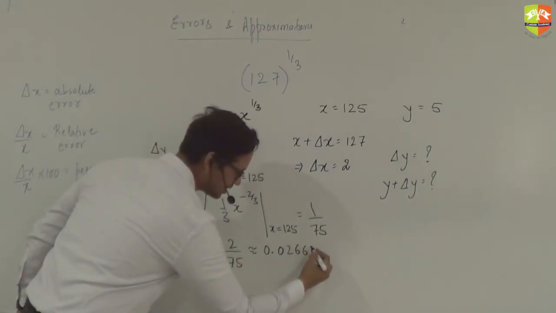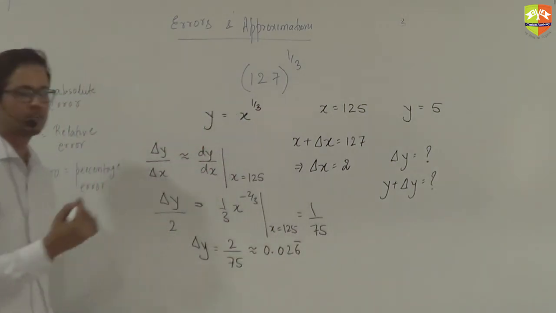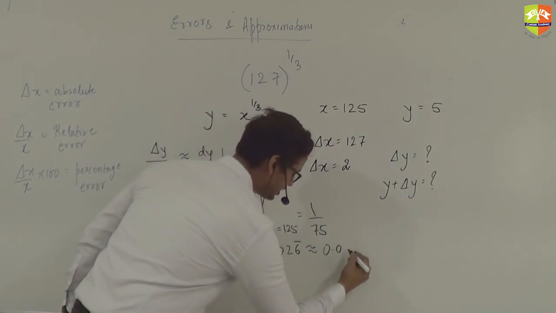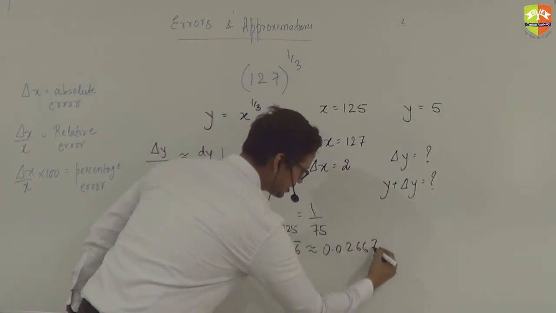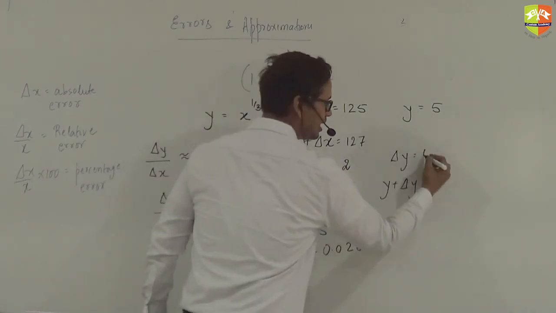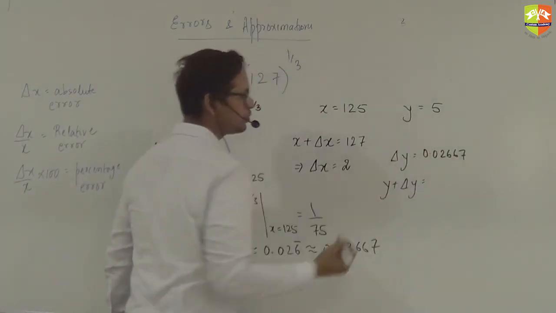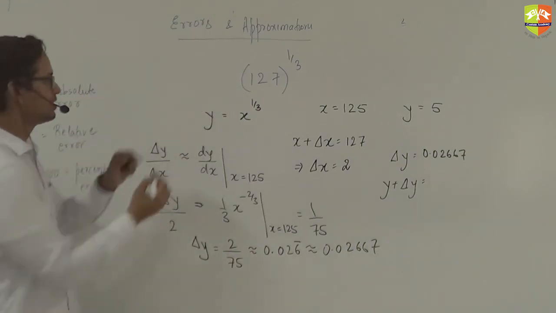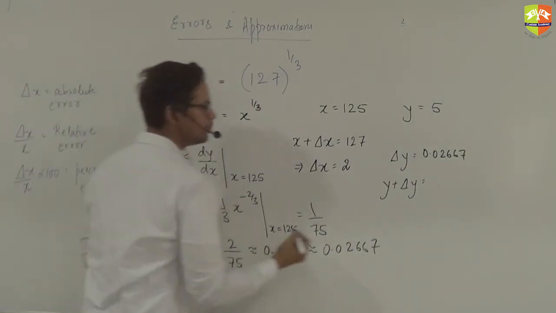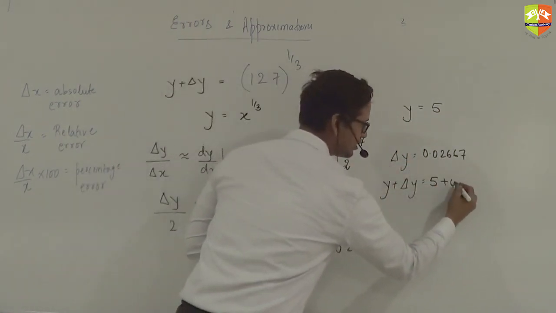How much is that 2 by 75? 0.0266. Yeah, it's actually a bar. Right? Okay. And if you want to be very close to 4 decimal places, you can say 0.02667. So the error in the y is 0.02667. So the new value, which is what I desire, this is actually my y plus delta y. So the new value will be the previous value 5 plus this correction that you need to make.